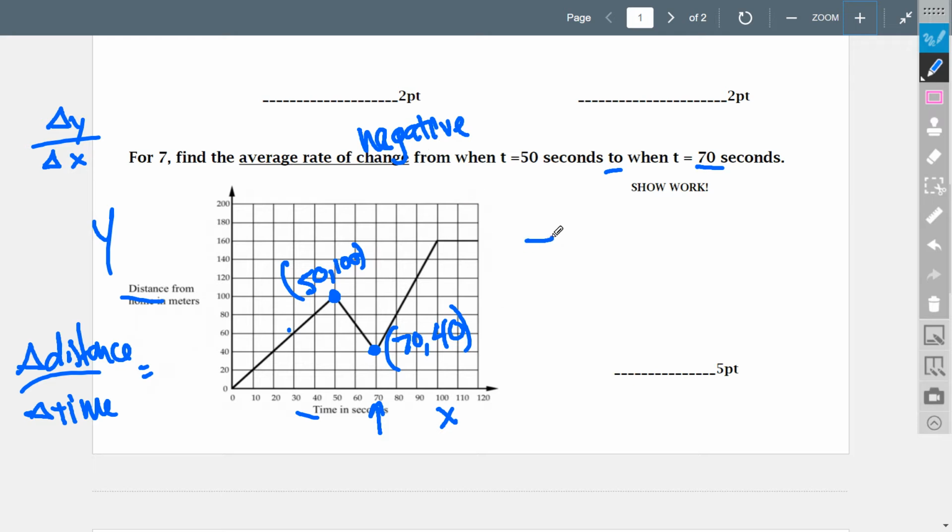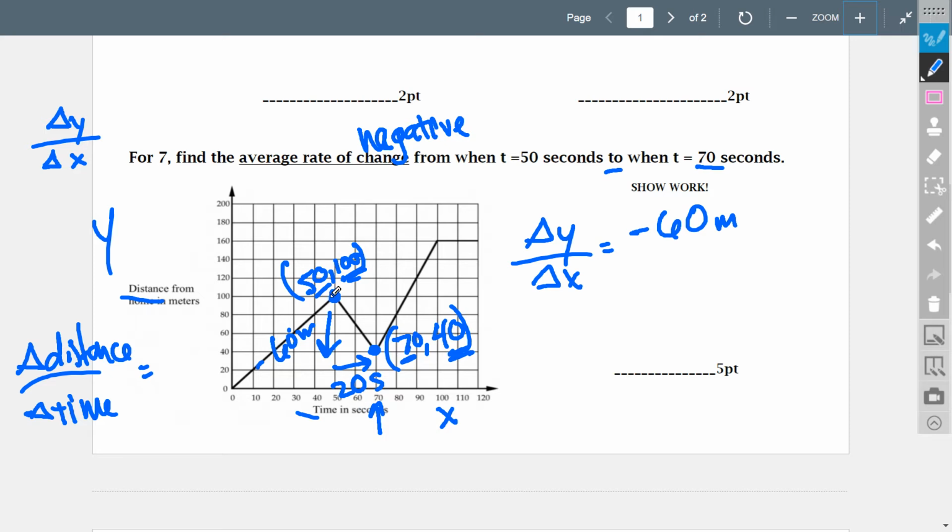Okay, so the change in the distance, or the change in y, let's start there. We start at 100 distance, and we end at 40 distance. So that is actually us going down by 60 meters. Okay, so that would be negative 60 meters, because we're going down by 60. Now the time, we're going from 50 seconds to 70 seconds. So that's 20 seconds.